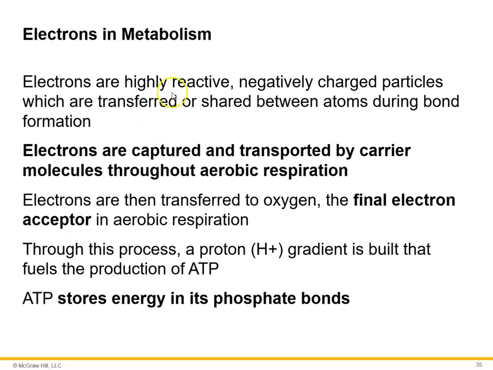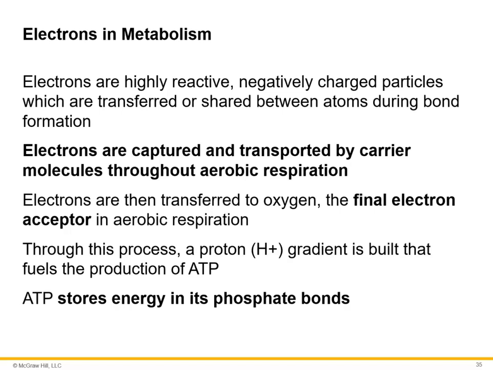Okay, so we said electrons are going to be highly reactive. We know they have a charge of -1, and they are transferred or shared between atoms during bond formation, during chemical reactions. In metabolism, electrons are going to be captured, and they're going to be transported by carrier molecules throughout aerobic respiration. That's what I just talked about, okay? Electrons are then going to be transferred to oxygen, the final electron acceptor. I want you guys to know that. The final electron acceptor in aerobic respiration is oxygen.